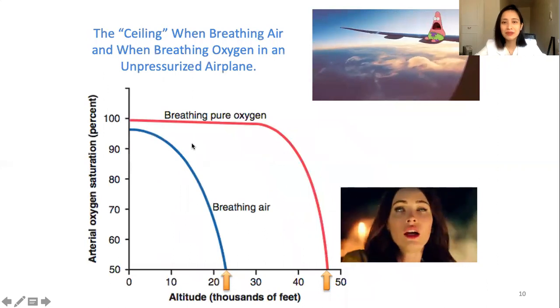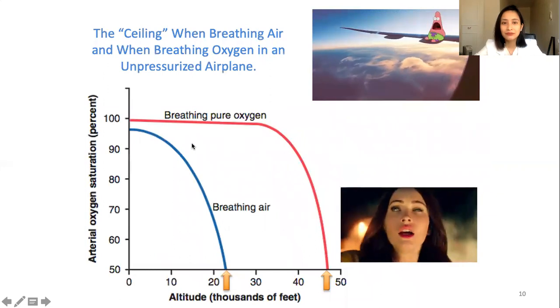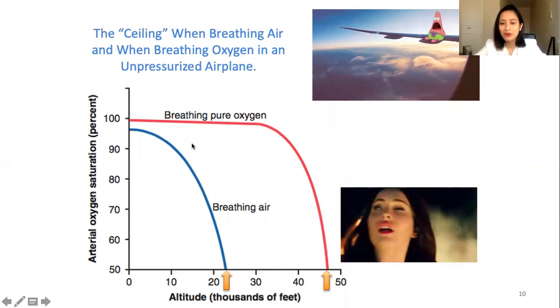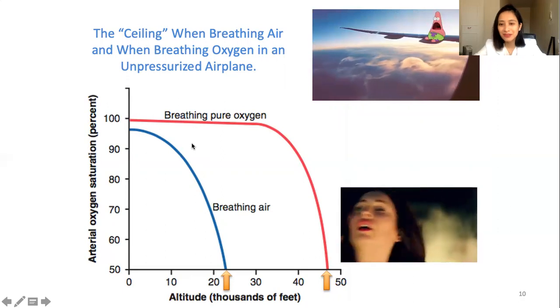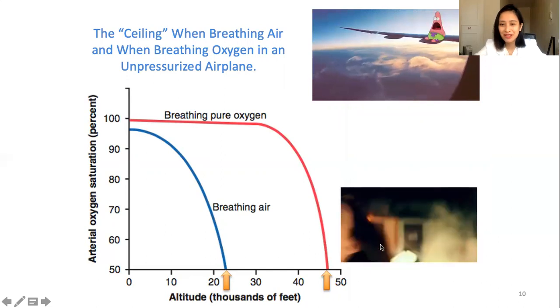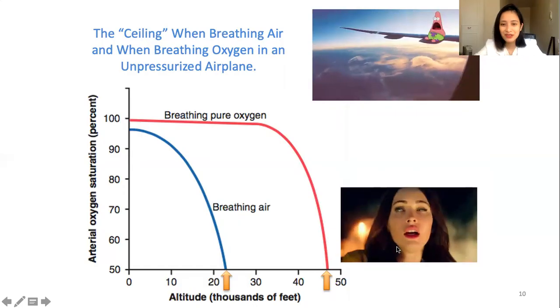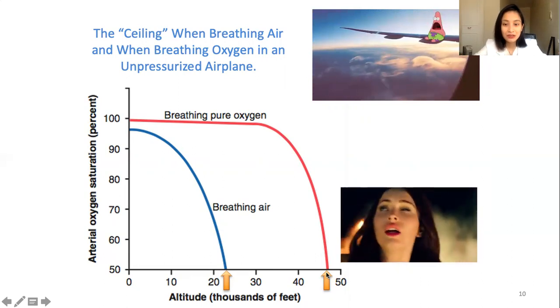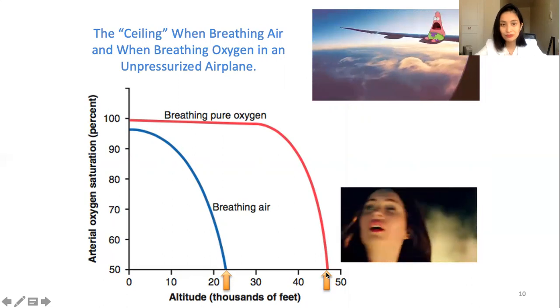What is the ceiling when breathing air and when breathing oxygen in an unpressurized airplane? At which altitude will you really be unable to breathe and have brain hypoxia like this one? So usually it's pegged at about 47,000 feet.